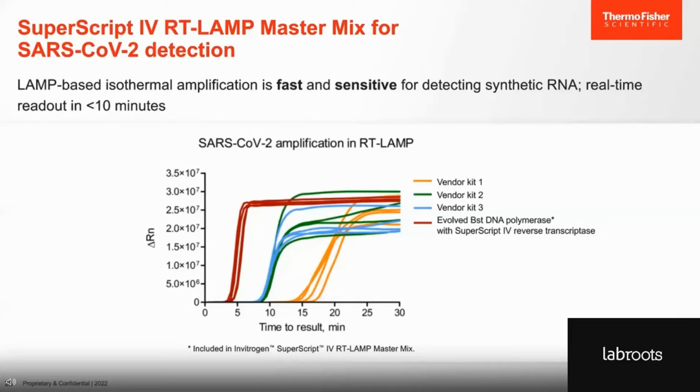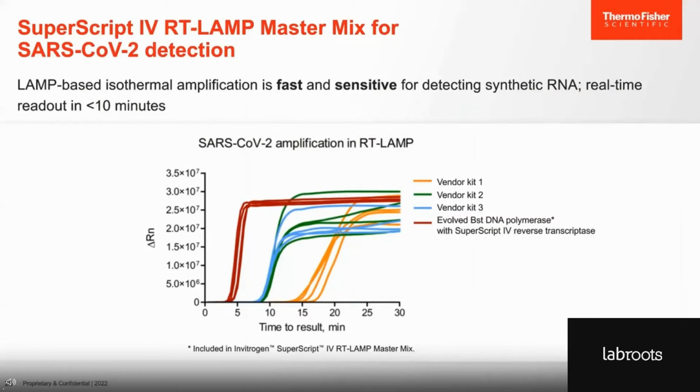One of the competitors is the Thermo Fisher Scientific product containing evolved BST DNA polymerase, shown here in dark red. The reverse transcriptase, which starts the reaction, is SuperScript IV in this master mix. And as you can see, the positive detection result comes already at 5 minutes from the start of the experiment, which shows a very fast and sensitive detection of the pathogen.